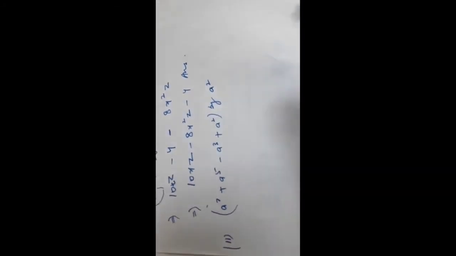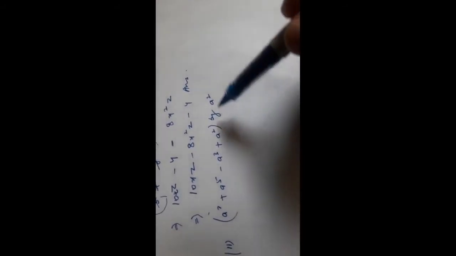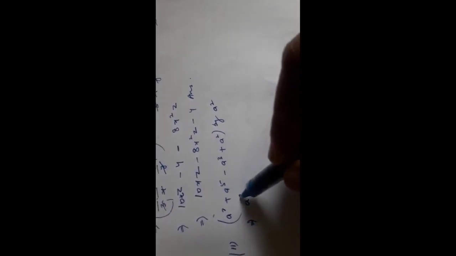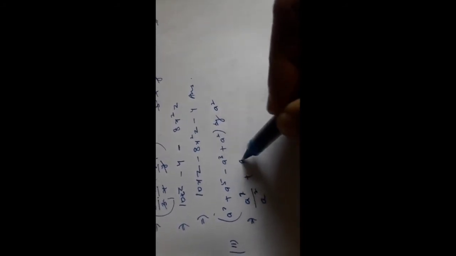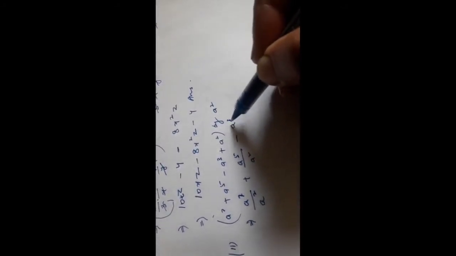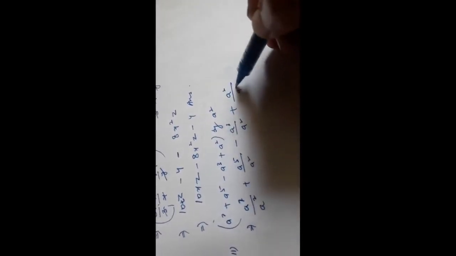Now come to the second part of question number 2. So second part is a raised to the power 7 plus a raised to the power 5 minus a cube plus a square, and we have to divide all these expressions by a square. So first of all, a7 is divided by a square plus a5 is divided by a square minus a cube is divided by a square plus a square is divided by a square.